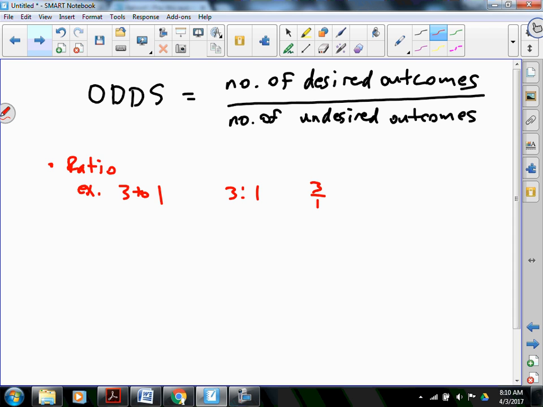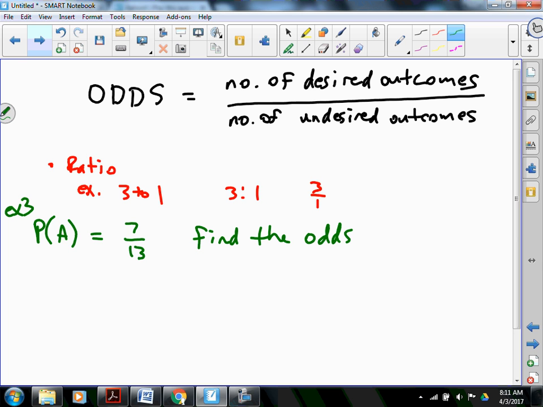So one thing that they like to do on the ACT is to tell you this. Here's example 3. They tell you that the probability of event A is equal to 7 divided by 13. Find the odds against A.